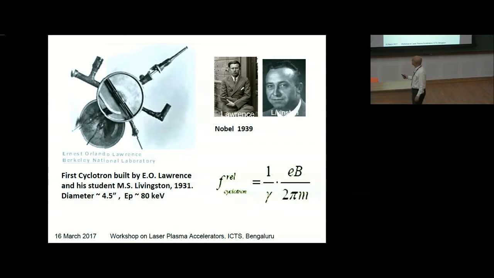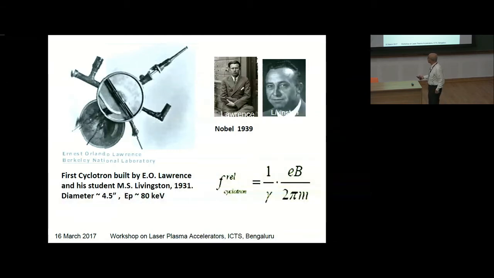And with his student Livingston, they built the first cyclotron in 1931, again around the same time. It had a diameter of 4.5 inches, could be held in a palm, and accelerated protons to 80 kilovolts. But Lawrence had a great drive, started dreaming big, and started making bigger accelerators, and he finally ended up in Berkeley. The last cyclotron he built could accelerate protons to about 180 MeV.